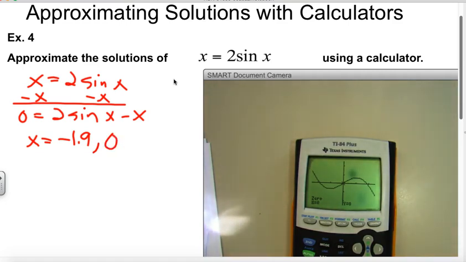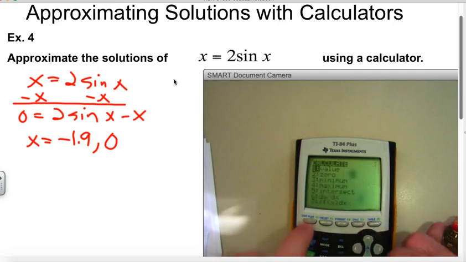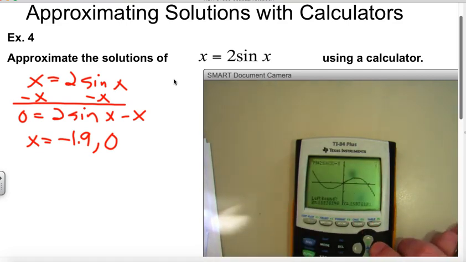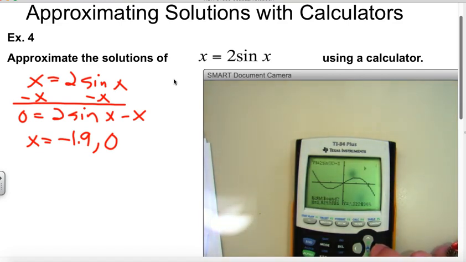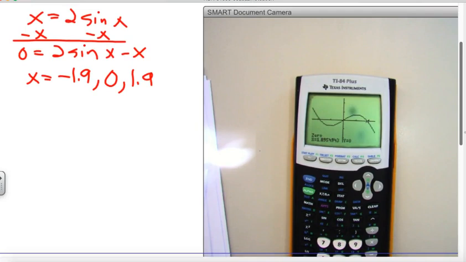And then do it one more time for the third point. Second calculate 0. Go to the left of the third 0 we have. Hit enter. Then go over to the right somewhere. Hit enter. And hit it one more time. And we get positive 1.895 or positive 1.9. So that's how you use the calculator to approximate your zeros. So go ahead and try the one down here at the bottom. Using your calculator, see if you can find those, and then we will go over.